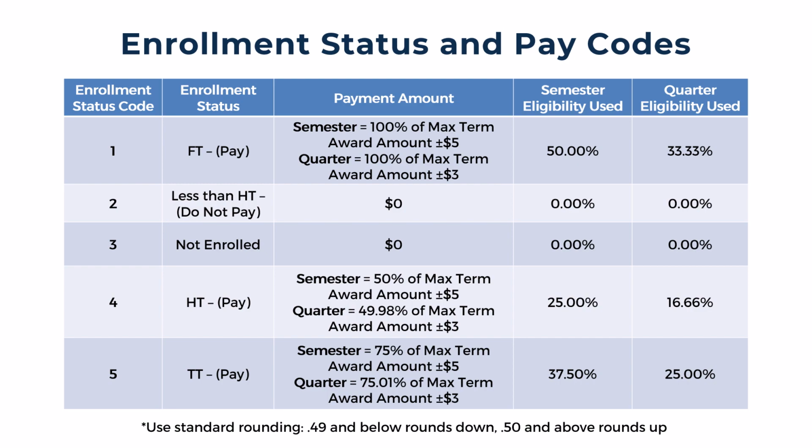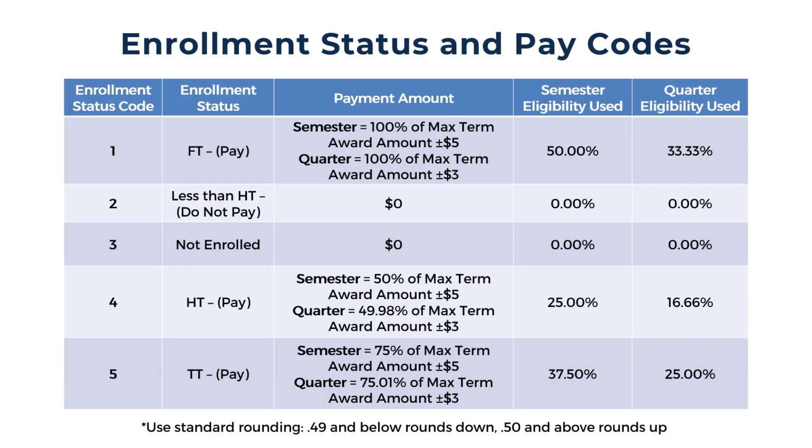A status code of 5 should be used for students enrolled three-quarter time. At a semester school, three-quarter time awards are equal to 75% of the max term award amount, and of course within that allowable variance. Quarter schools will calculate a three-quarter time award as 75.01% of the max term award amount.